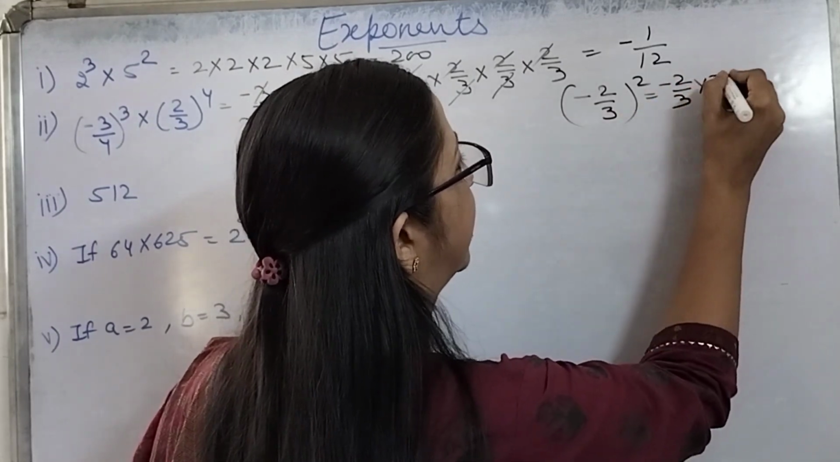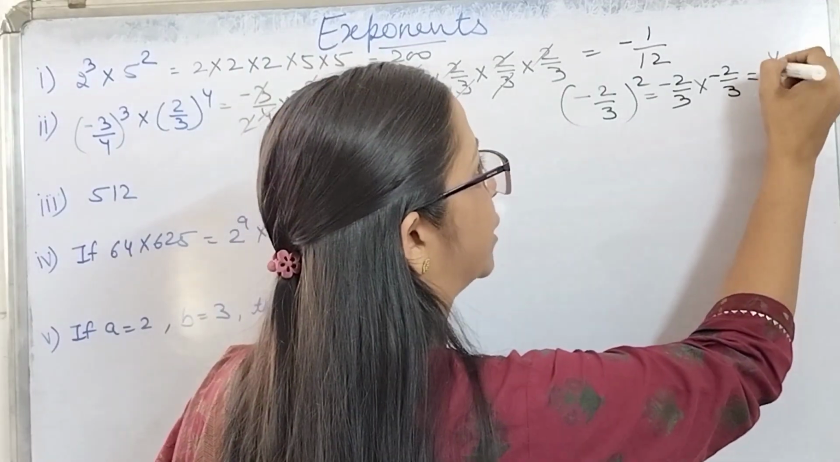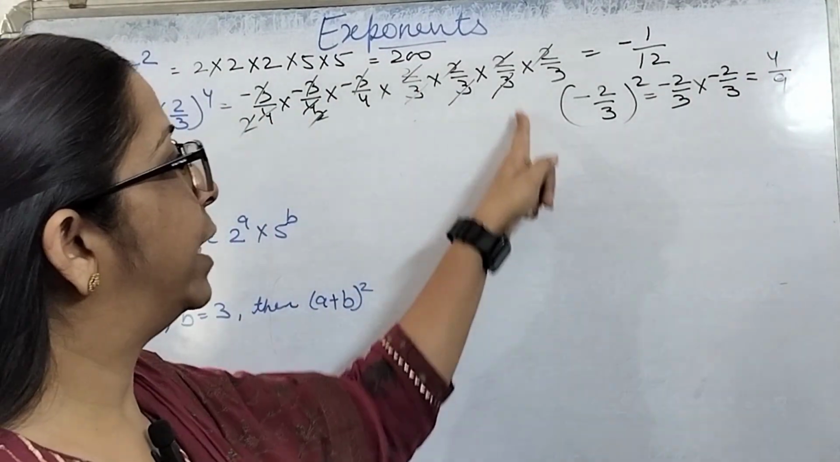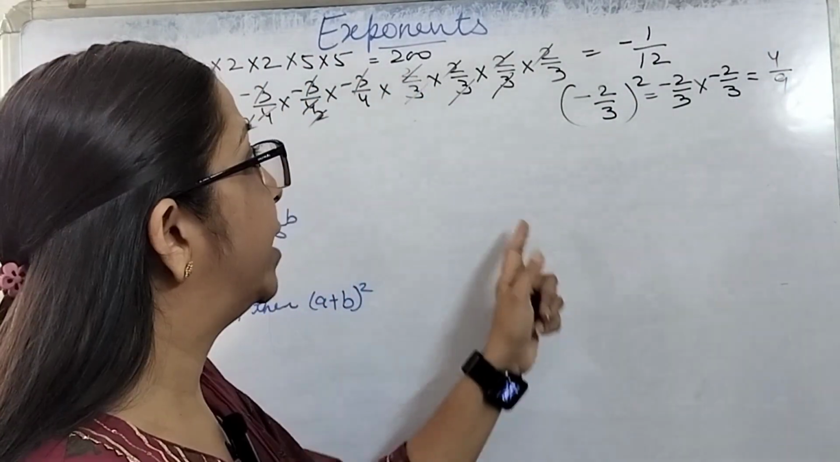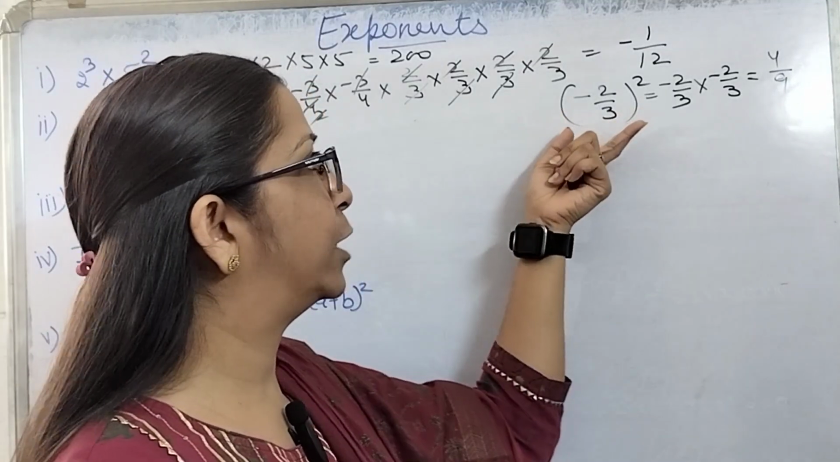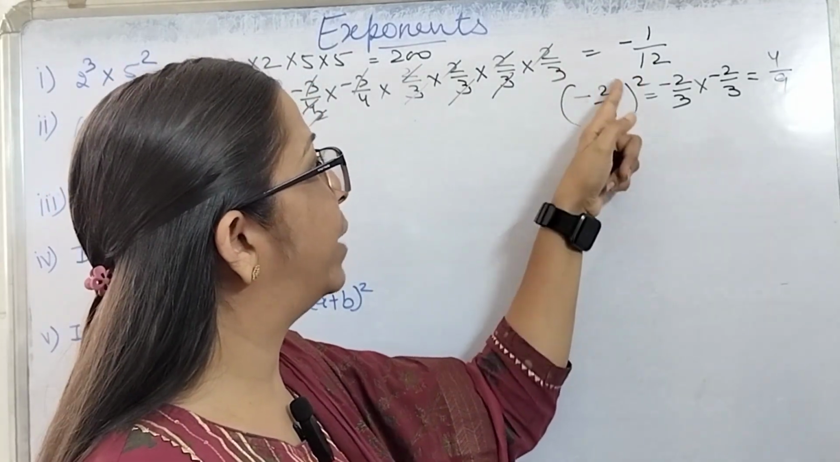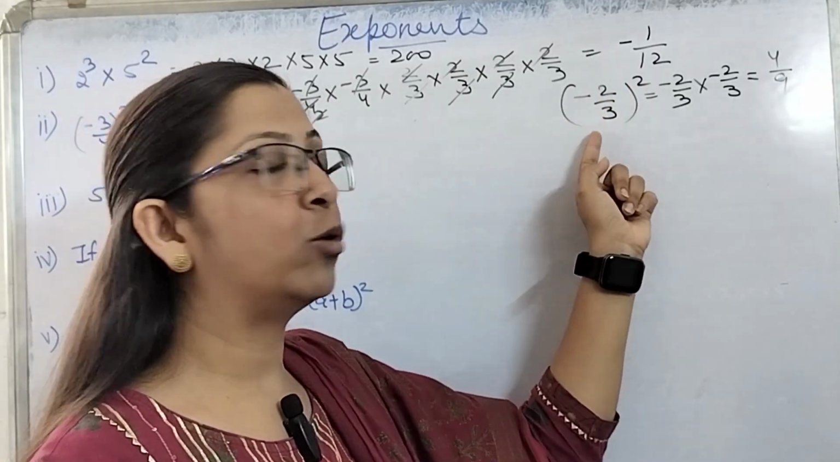Minus 2 upon 3 multiplied by minus 2 upon 3. Minus 2 multiplied by minus 2 will be plus 4, and 3 3s are 9. So the value of minus 2 upon 3 whole square will be 4 upon 9. Whenever the power is 2 of any number, we say its value is its square. That means square of minus 2 upon 3. This can be read as square of minus 2 upon 3.